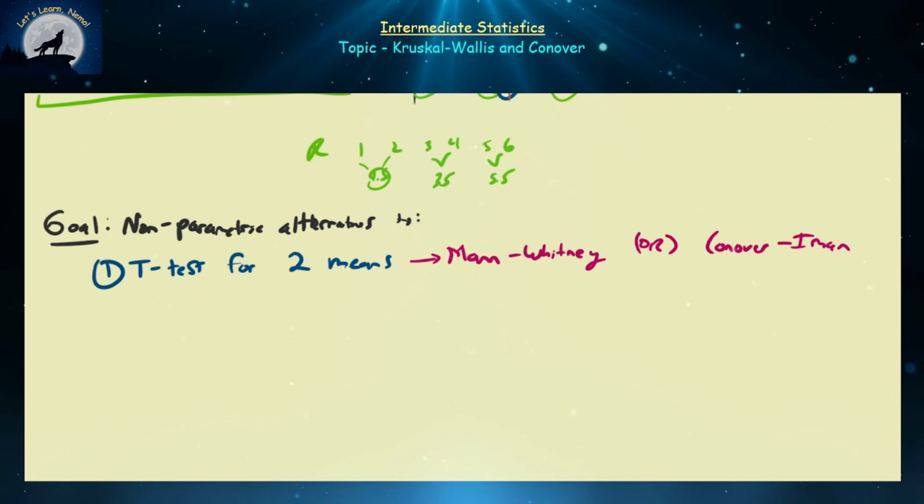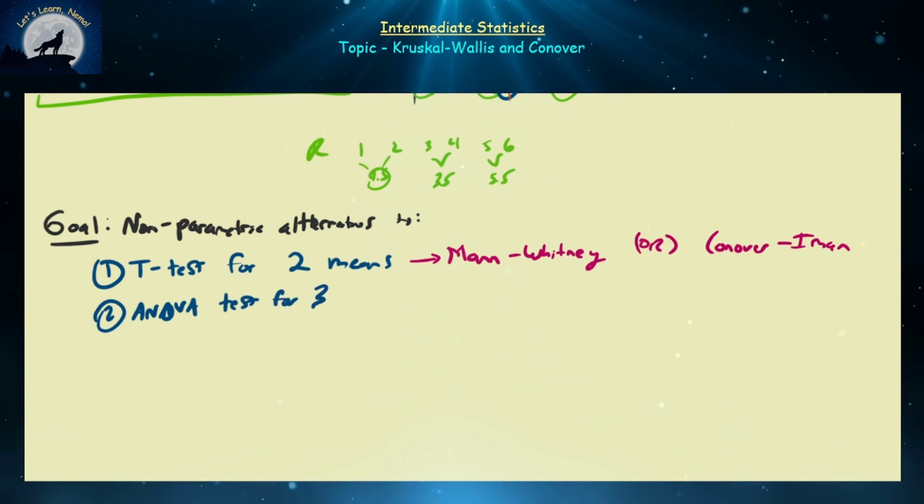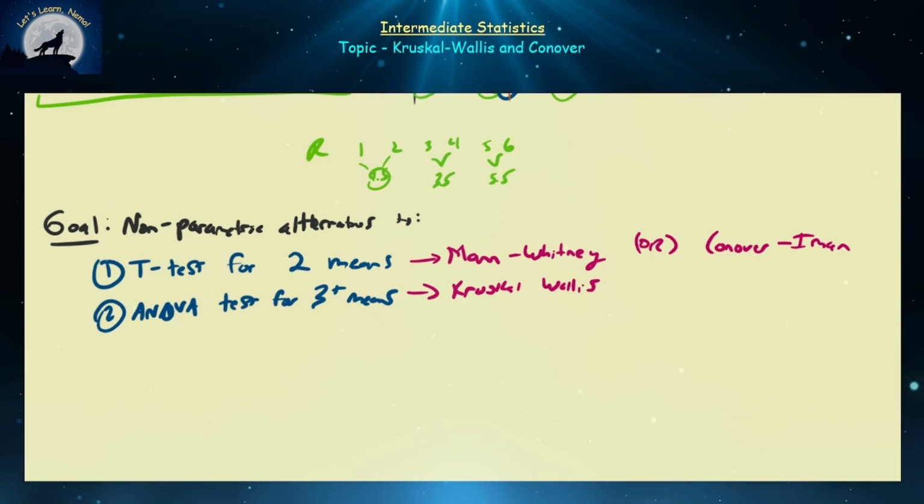Right? So those will be non-parametric alternatives for the t-test for 2 means. And then we also have the ANOVA tests for 3 or more means, right? And the test that we're going to be using for that in the non-parametric world will be the Kruskal-Wallis. And then, so that covers pretty much all of the values of means.